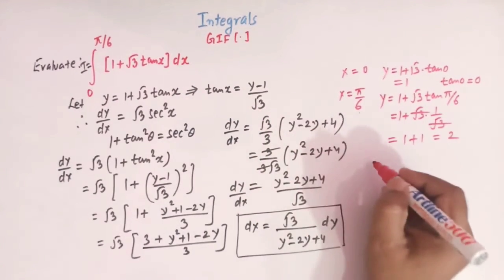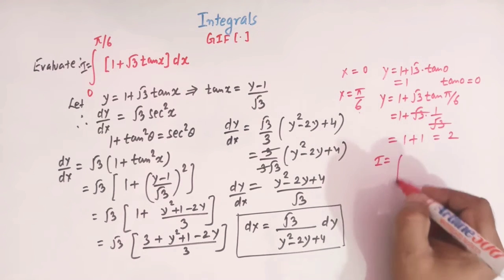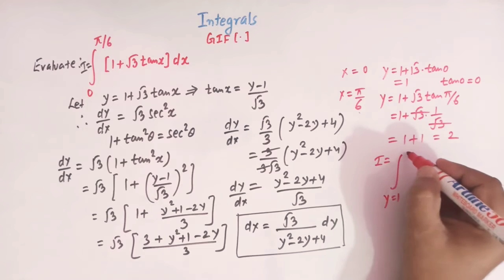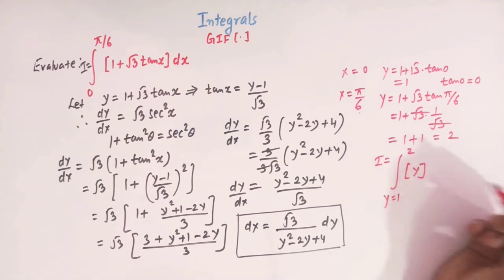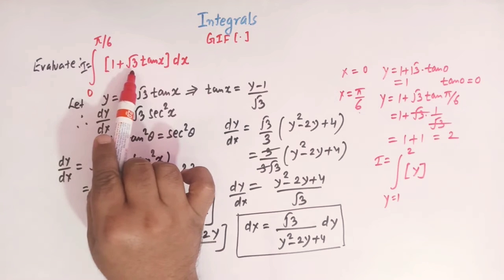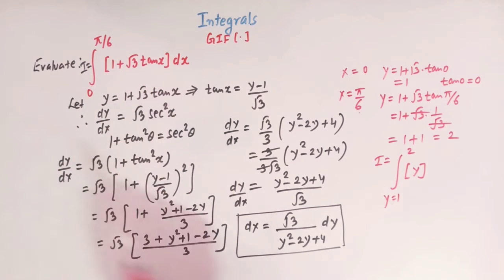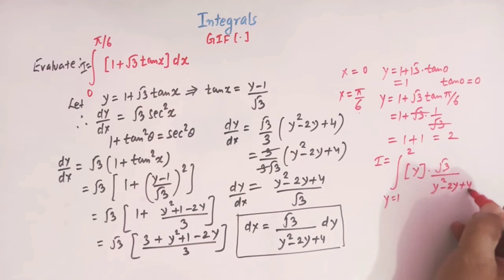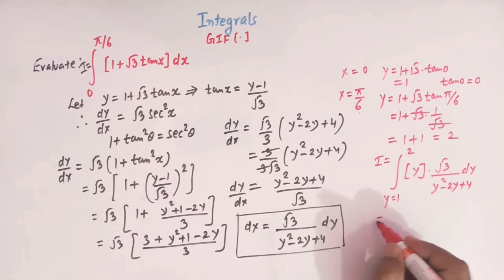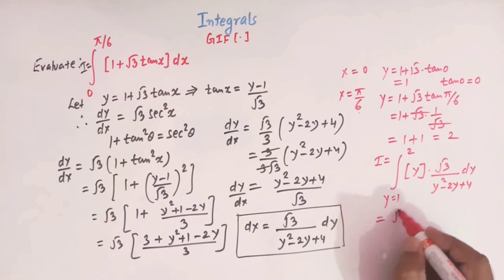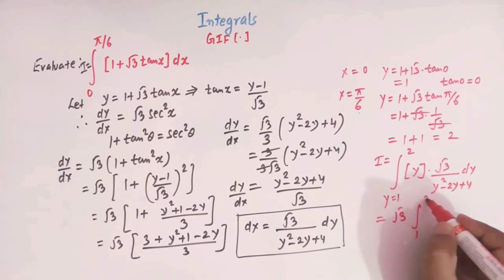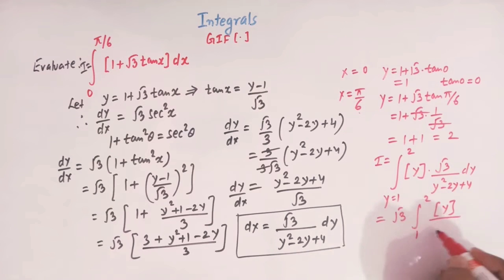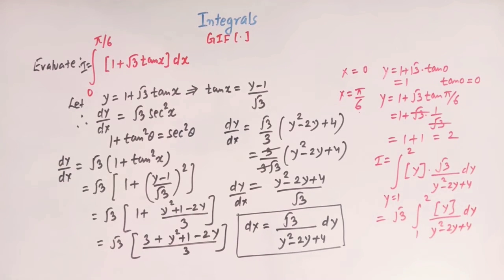So now this integral I can be written as integral from y equal to 1 to 2 greatest integer of y, because for 1 plus root 3 tan x we can write y, and for dx we can write root 3 over y square minus 2y plus 4 dy, right? Now taking root 3 outside the integral, we have 1 to 2 greatest integer of y over y square minus 2y plus 4 dy, right?